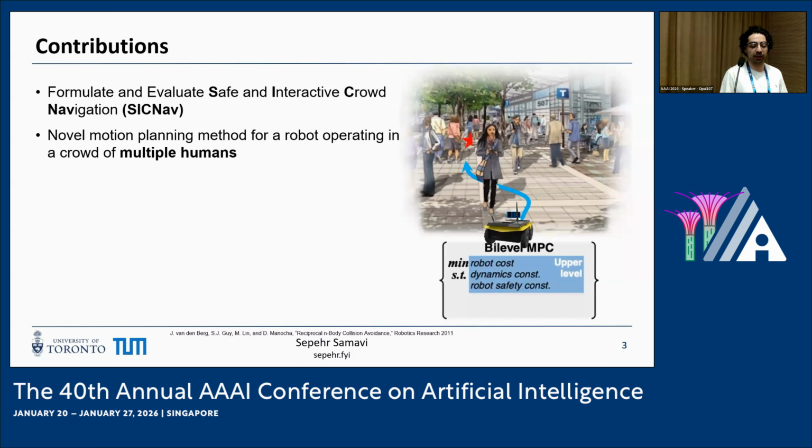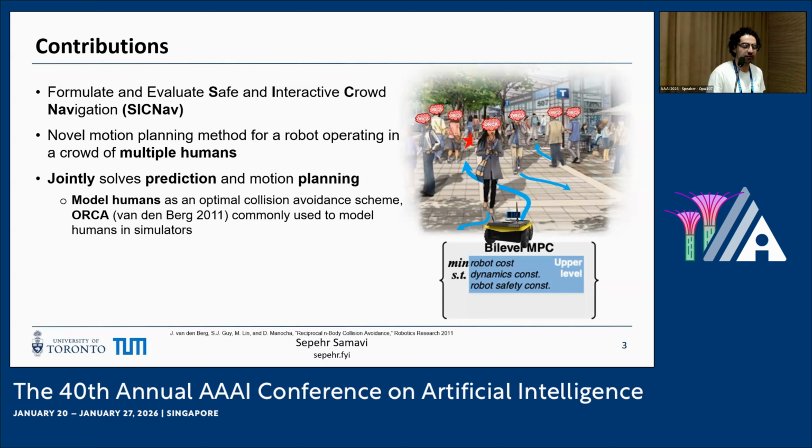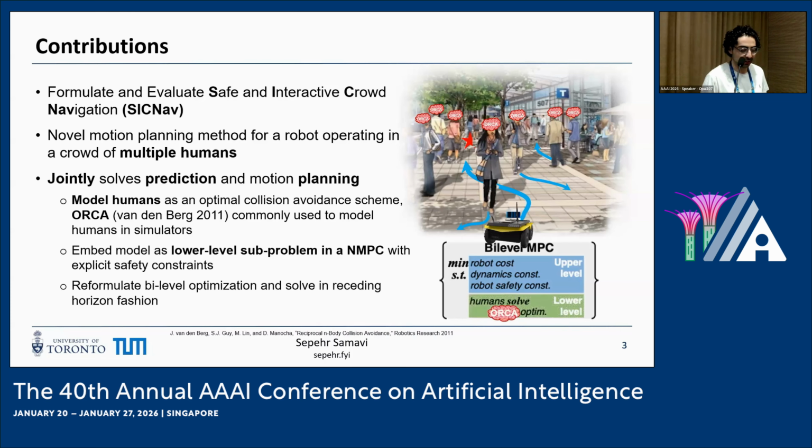So in this work, we formulate and evaluate safe and interactive crowd navigation, or SICNav for short, a novel motion planning method for robot navigation in a crowd of multiple humans. SICNav jointly solves the prediction and motion planning problem by modeling humans as following an optimal collision avoidance scheme called ORCA, which is commonly used to model humans in simulators, and then embedding that model as a lower-level subproblem in a nonlinear model predictive controller that also has explicit safety constraints, resulting in a bi-level optimization problem that we reformulate and solve in receding horizon fashion.